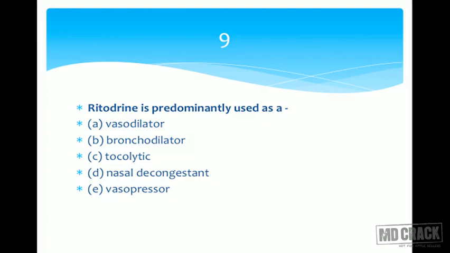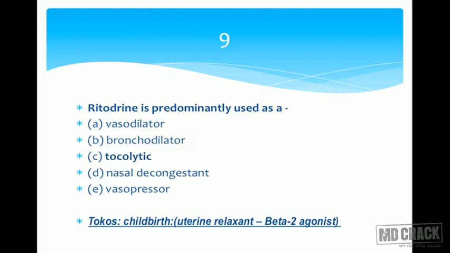Okay, do you see something concerned with uterus in the options? Vasodilator, bronchodilator, tocolytic, nasal decongestant, vasopressor. Obviously, what option is speaking about uterus is tocolytic. So ritodrine is a tocolytic. And the question, see, there's a small twist in the question. It's not asking what is ritodrine. It's asking ritodrine is predominantly used as, because it is a bronchodilator, but it's used predominantly as a tocolytic agent. Let's go to the answer.